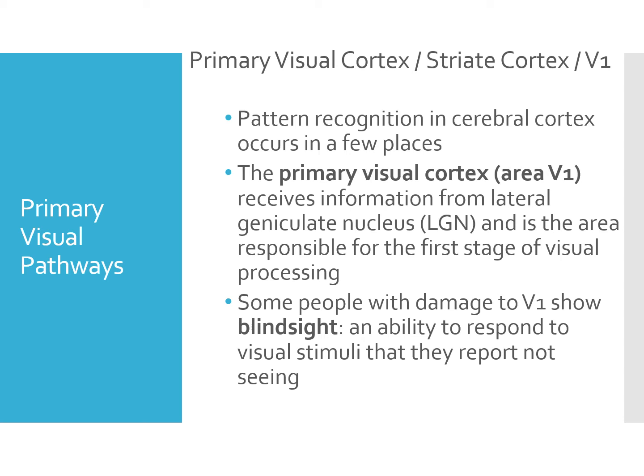Okay, we have pattern recognition in the cerebral cortex that occurs in a few places. We're going to start with the primary visual cortex, that is receiving information from the LGN, and it's responsible for this first stage of cortical visual processing. And we've already discussed it very briefly back when we discussed blind sight, because some people with damage to V1 show this blind sight. Wherever that damage is in V1, that part of their visual field, they are denying that they see anything there, but they have an ability to respond to those visual stimuli.